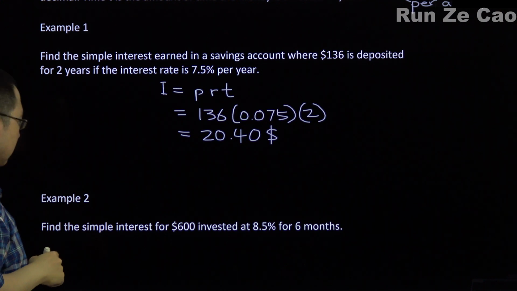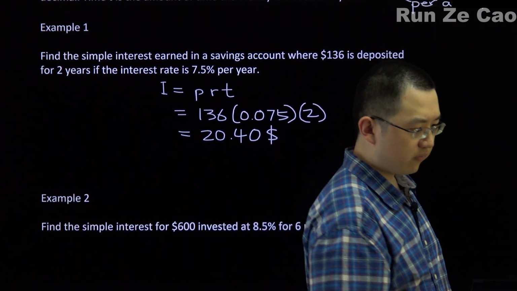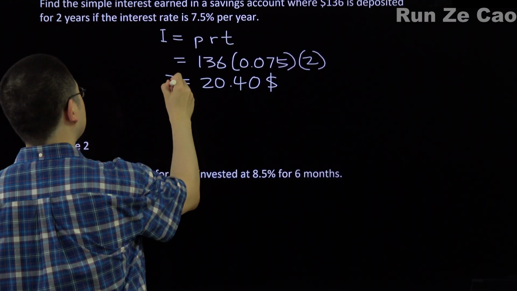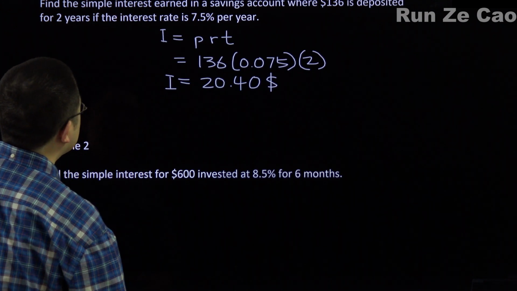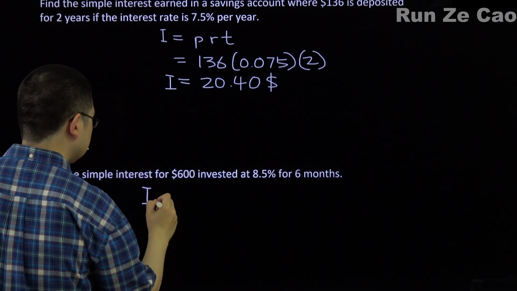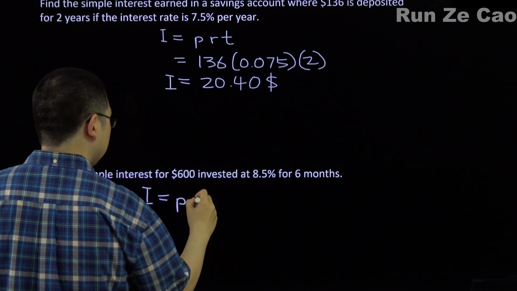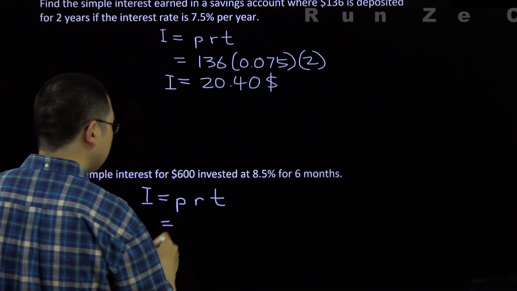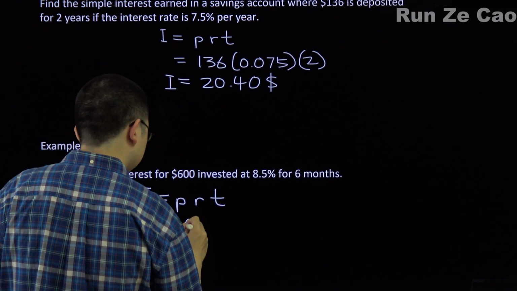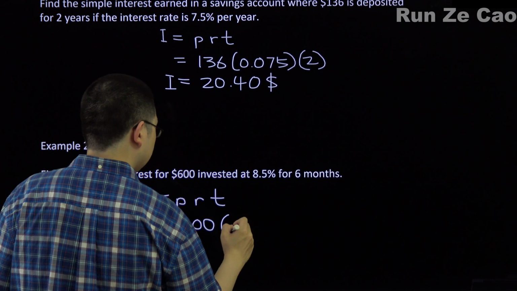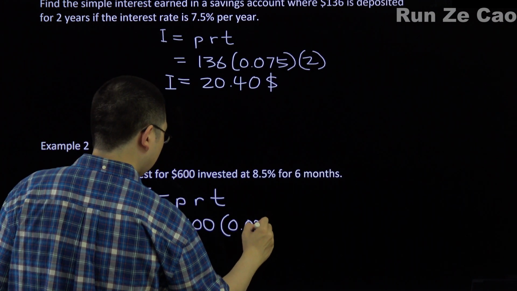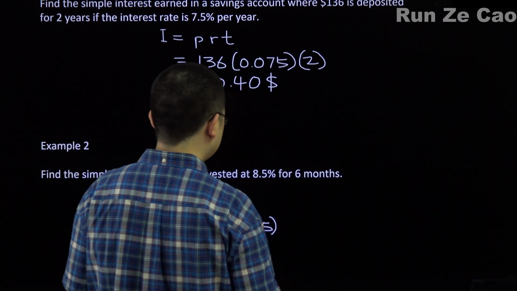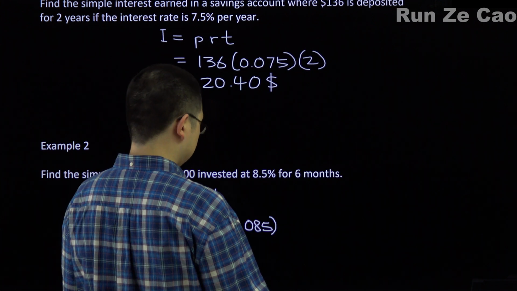Example 2. Find the simple interest for $600 invested at 8.5% for 6 months. So, we're looking at interest is equal to principal times rate per time period times the number of time periods. So that's $600 times 0.085, and 6 months is half a year.